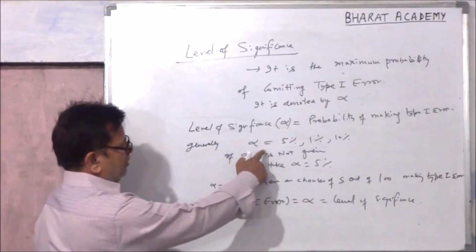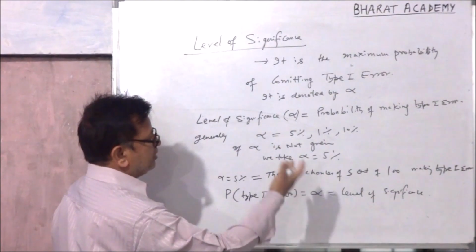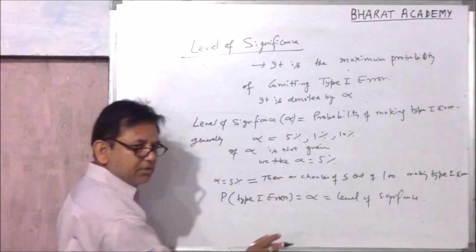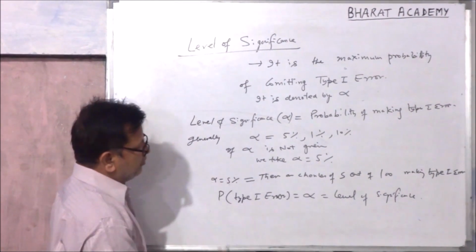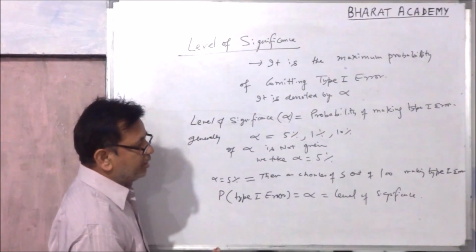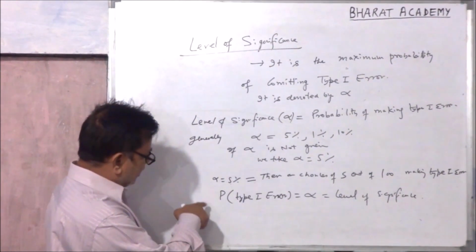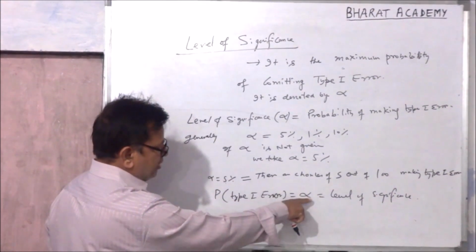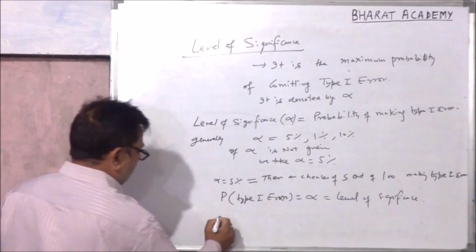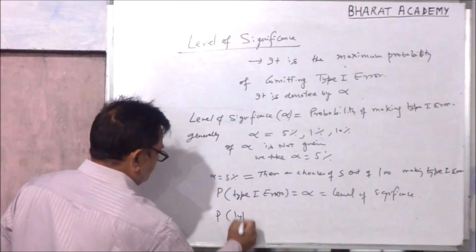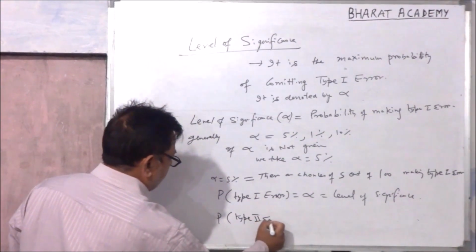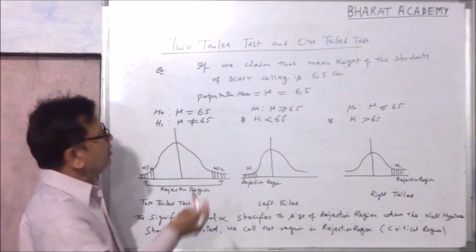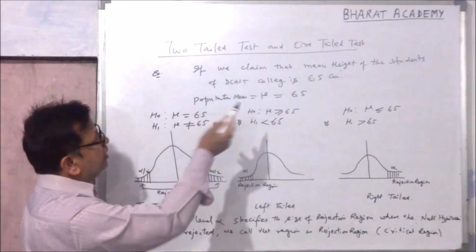Generally we take alpha equal to 5%, 1% or 10%. If alpha is not given, we always take alpha equal to 5%. If alpha equal to 5%, it means there are chances of 5 out of 100 of making type 1 error, and we can write it like this. Probability of making type 1 error is called level of significance alpha, and the probability of making type 2 error is called beta.